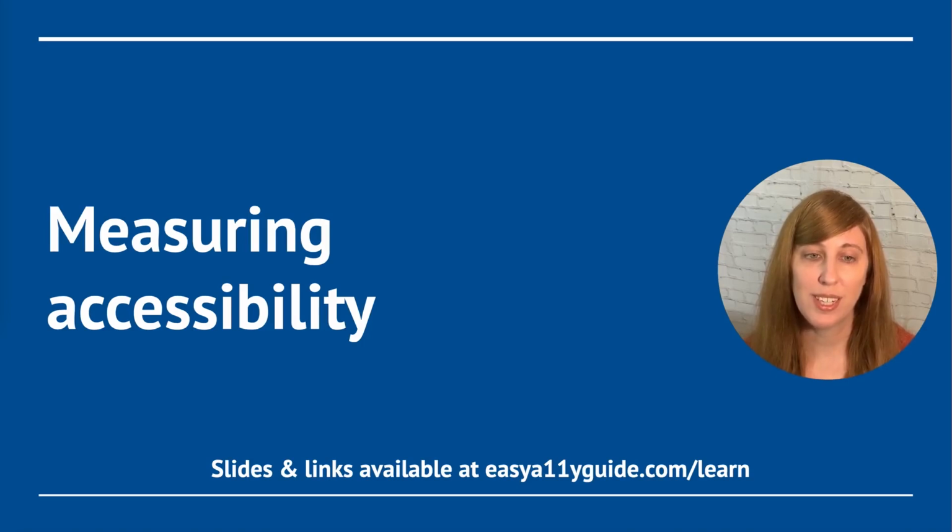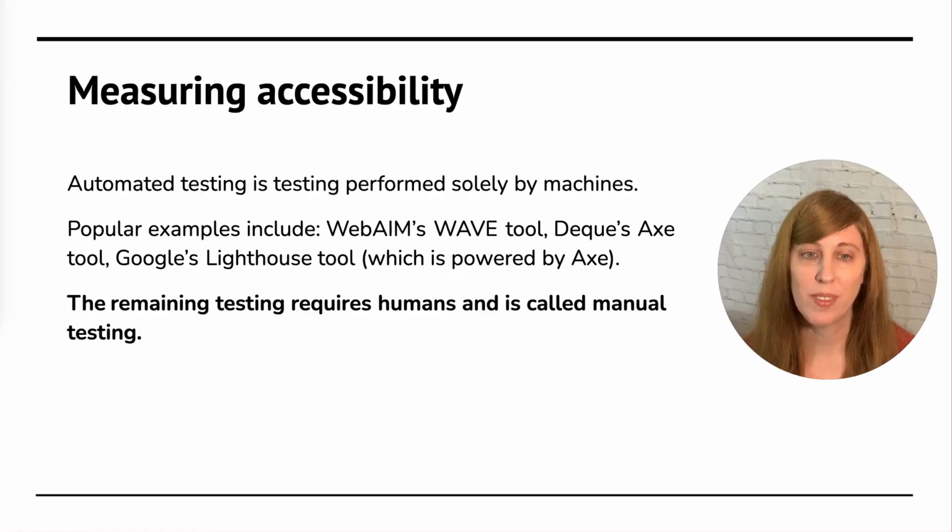Testing and measuring the accessibility of websites. There are 2 ways to test for accessibility. The first is automated, and that's testing that is performed by machines. And the second is manual, and that is testing performed by humans. Some popular examples of automated testing tools are WebAIM's Wave tool, Deque's Axe tool, and Google's Lighthouse tool. The Google Lighthouse tool is actually powered by Deque's Axe.